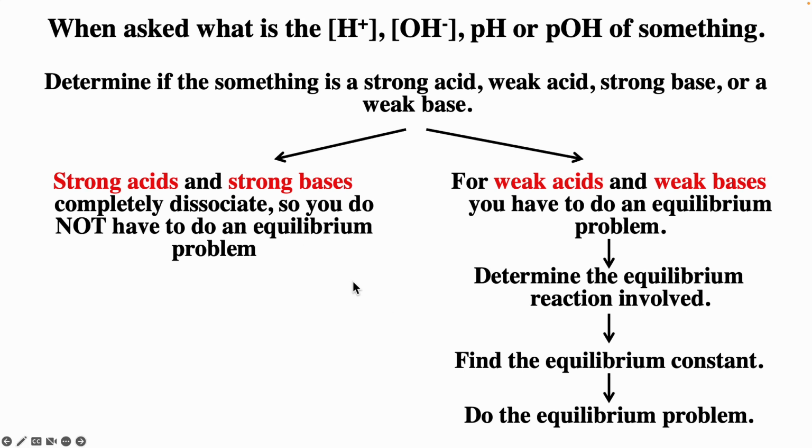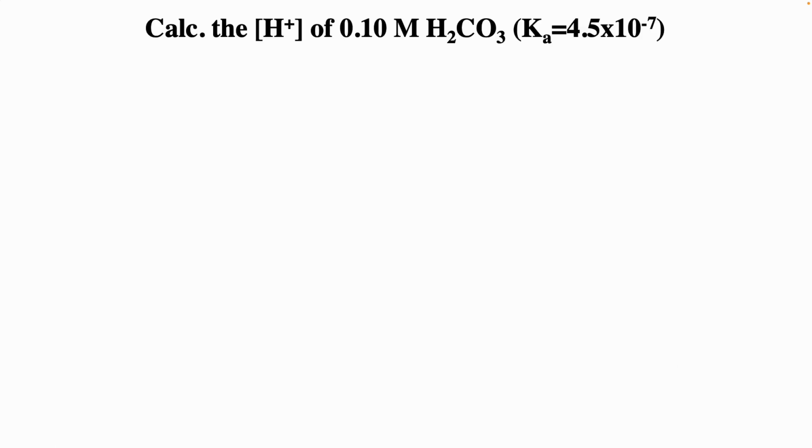And so when you're doing these types of problems, if you're asked about hydrogen ion concentration or hydroxide, pH or pOH, first you have to ask yourself, what are you dealing with? Is it a strong acid or strong base? For strong acids and strong bases, you do not need to do an equilibrium problem because they completely dissociate. Now, if you have a weak acid or weak base, you have to do an equilibrium problem. You have to know the equilibrium reaction involved. You have to be able to find the equilibrium constant, and then you do the equilibrium problem using the ICE table. Now we can look at another example.